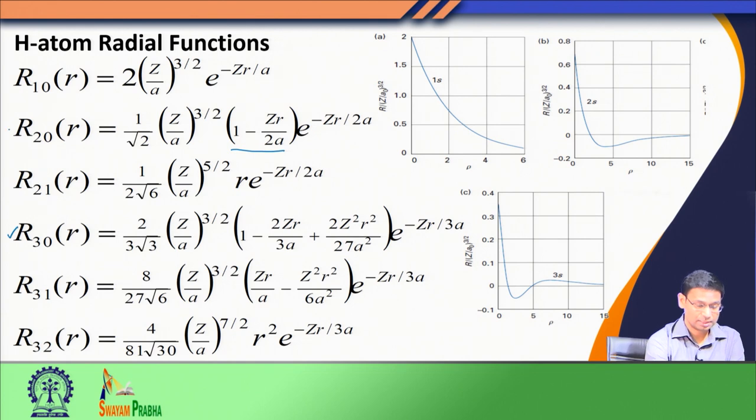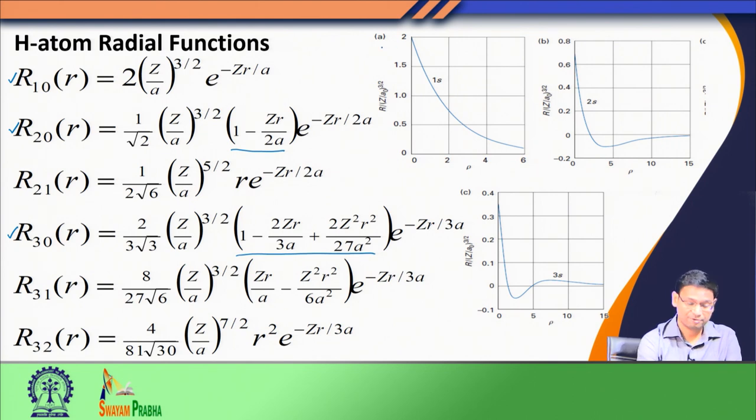And when we look at 3s, in this discussion let us focus on 1s, 2s and 3s. When I compare 2s and 3s, I see that the 3s orbital has a polynomial of second order, and then you would see that at two different values of r this polynomial will become 0, and therefore R30 will have two radial nodes. This is what is depicted here in this diagram taken from the molecular quantum mechanics book by Atkins.